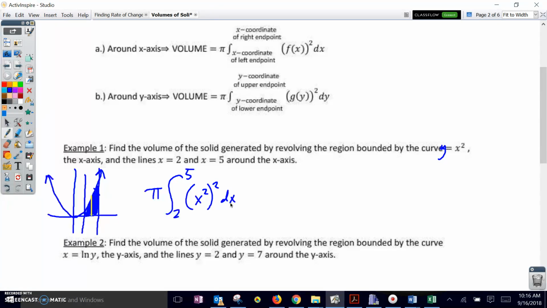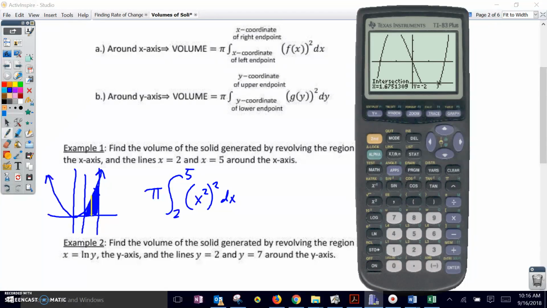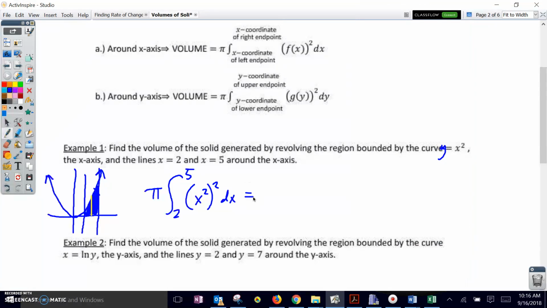I can opt to either do this on the calculator or by hand. I'm going to go ahead and use the calculator. So I've got pi times the integral of x to the 4th, since that's x squared squared, with respect to x, from 2 to 5. And that's going to give me 1,943.389.